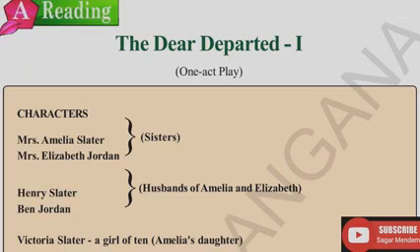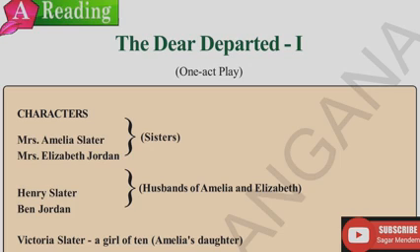So before getting into the play, let us discuss the characters here. First characters, Emilia Slater and Elizabeth Jordan. Both were sisters and very important characters here. And their husbands, Henry Slater and Ben Jordan. And the daughter of Emilia and Henry, Victoria. And next, Abel Mary Weather, the father of the two sisters, Emilia and Elizabeth Jordan.